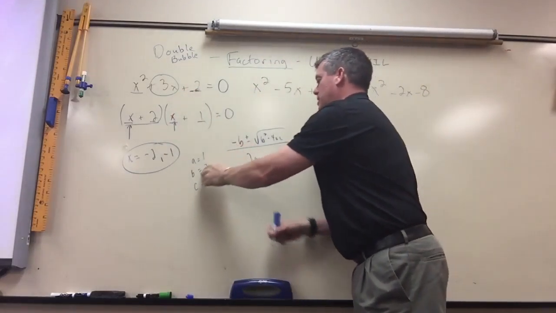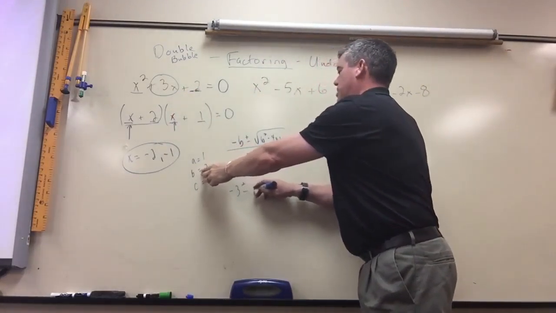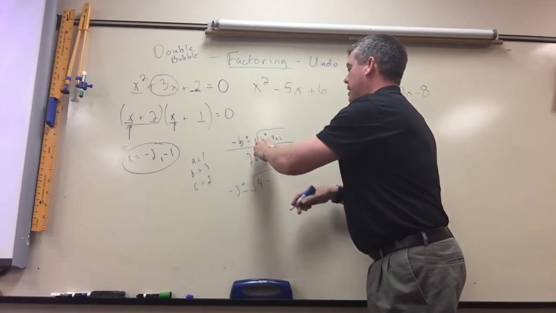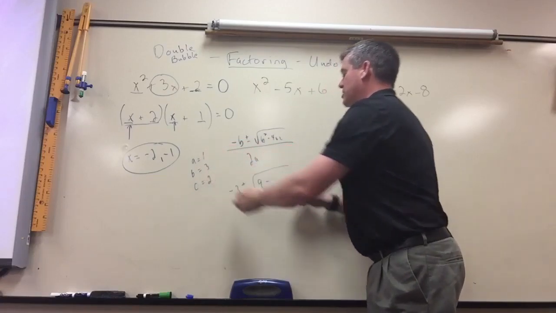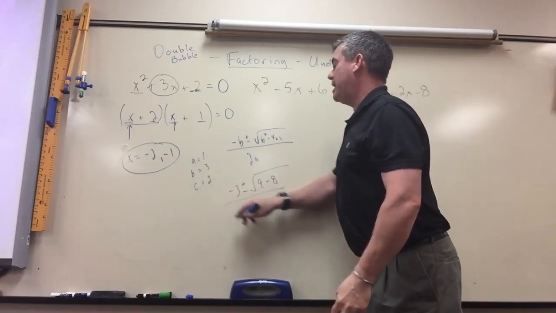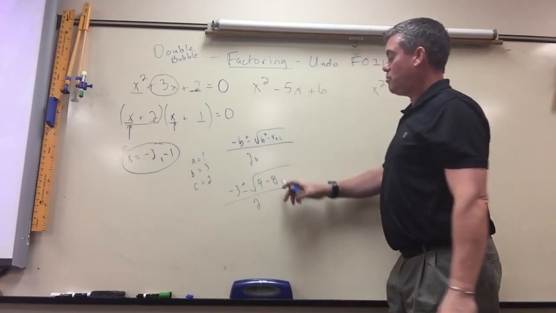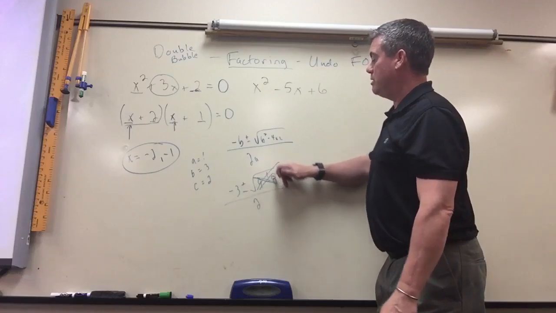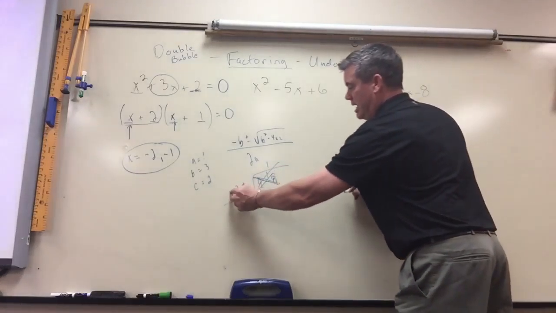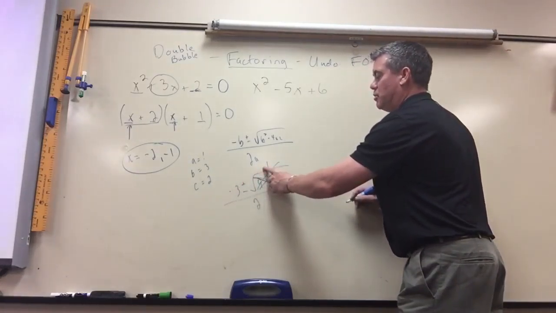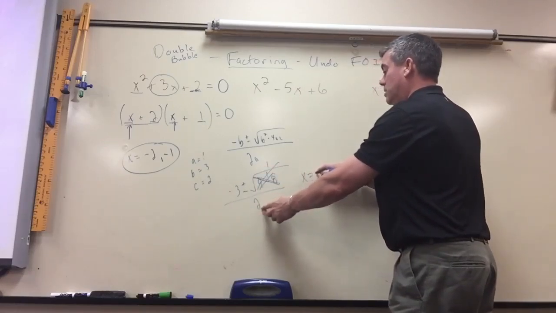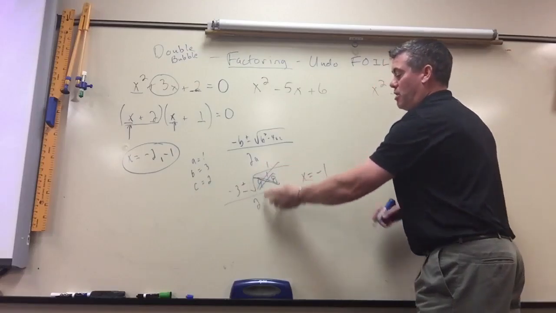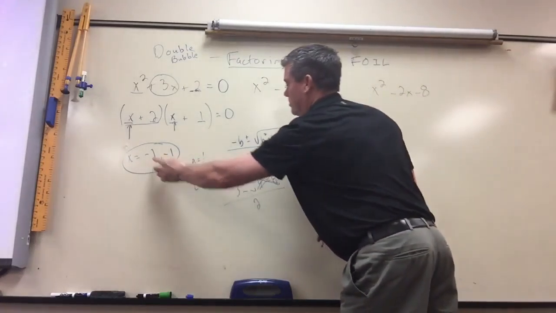So if we plug these in, it would be -3 plus or minus the square root of b squared, which is 9, minus 4 times a times c, which is 8, divided by 2 times a, which is 2. 9 minus 8 is 1. The square root of 1 is 1. So my two answers are -3 plus 1, which is -2, divided by 2 is -1. And -3 minus 1 is -4, divided by 2 is -2.